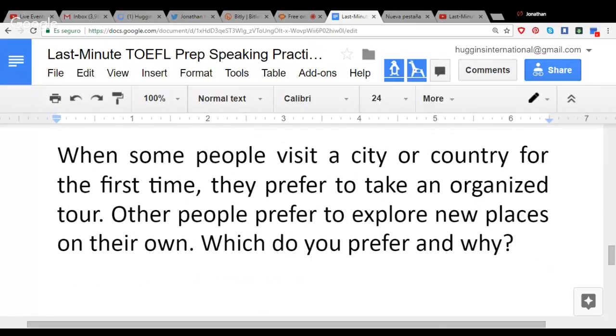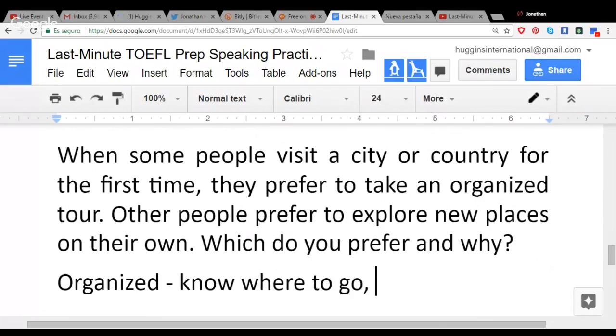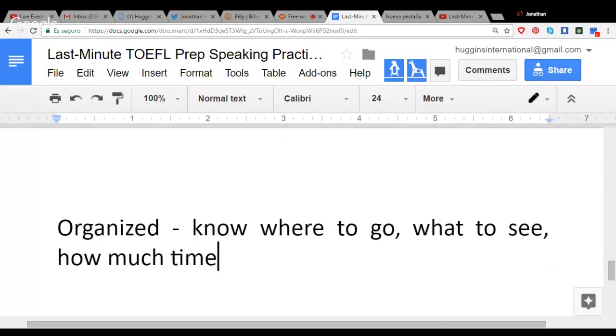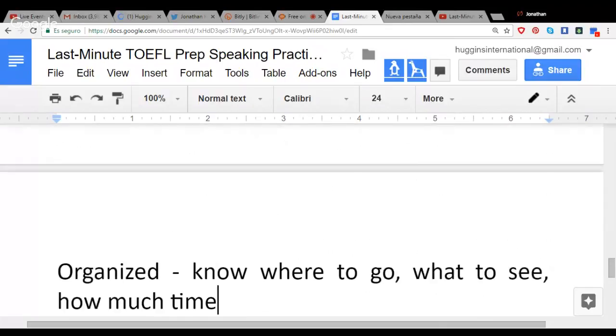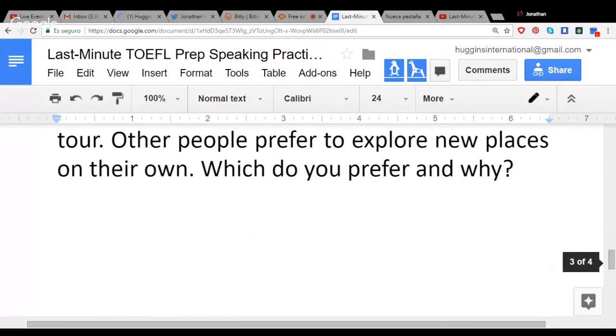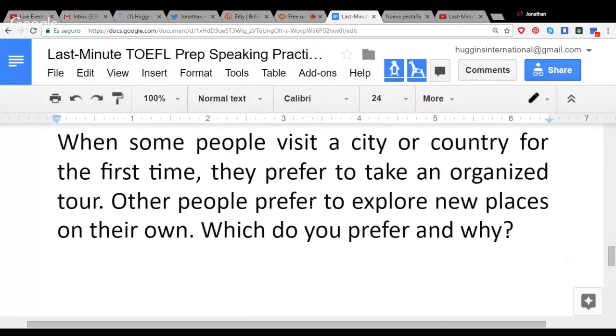Okay, so I'll say organized. So know where to go, what to see, and how much time. So that's 15 seconds. And I will now give myself 45 seconds. So look at the prompt slightly again. So prefer an organized tour or explore new places on their own.